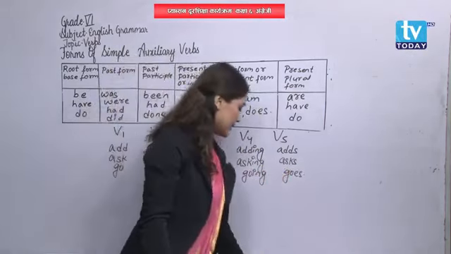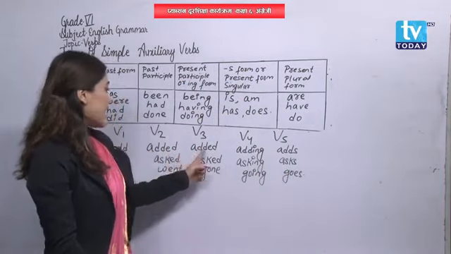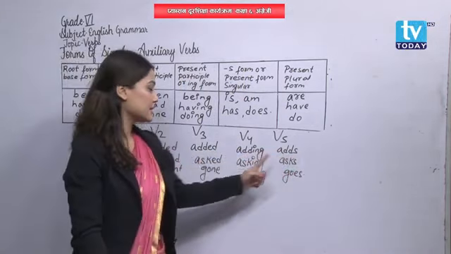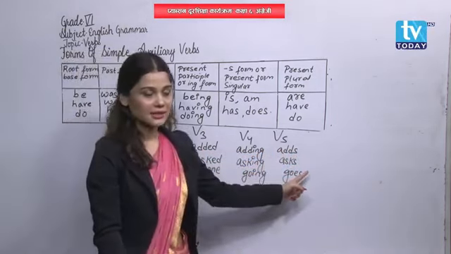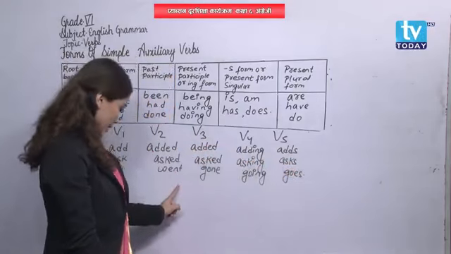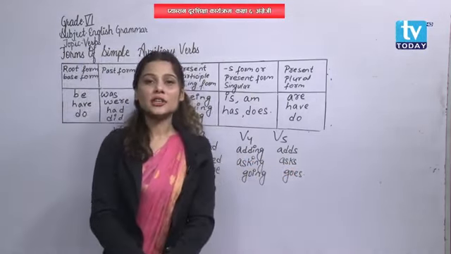So these are ordinary verbs. Add, added, added, adding, adds. Ask, asked, asked, asking, asks. Go, went, gone, going, goes. These are the ordinary verbs.